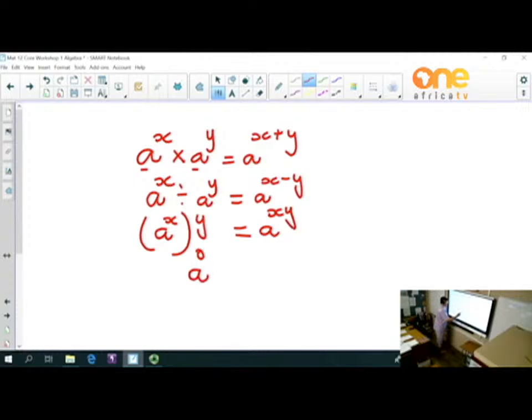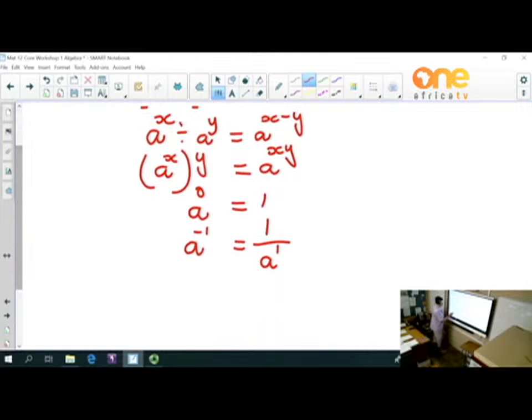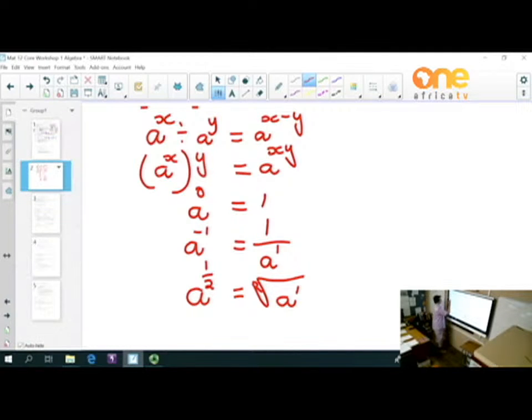Anything to the power of 0 is 1. And the other one, we had it just now, the negative index is the positive reciprocal. The negative index is the positive reciprocal. And the last rule is a to the power of a half is equal to the square root, so there is the 2. So the square root is the fraction when we have the fraction. So this is what we're using now here.